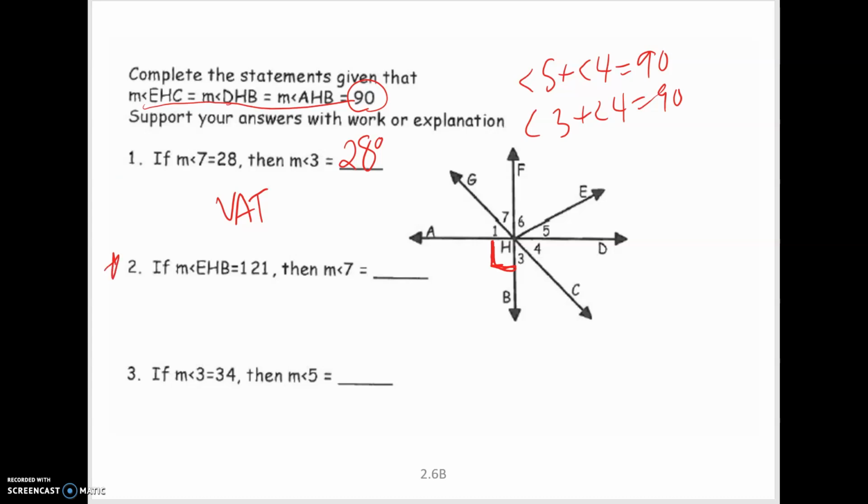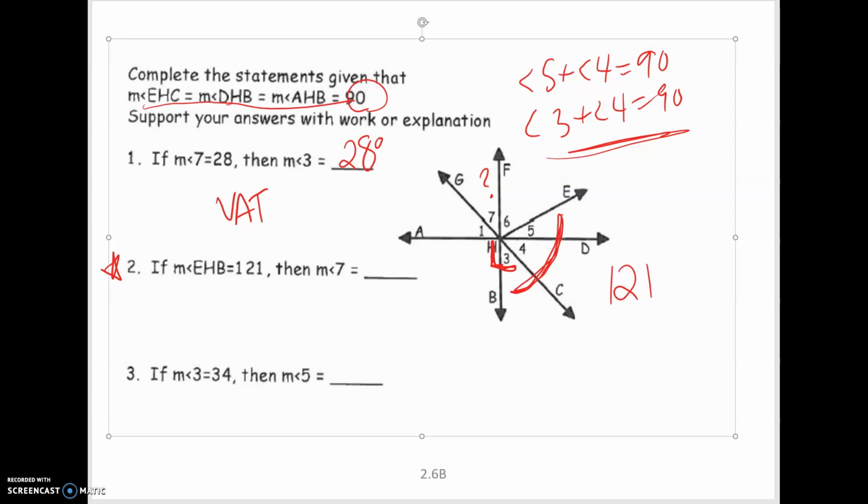I'm going to solve for angle 7 in my next problem. So now I'm focused on number 2 that says if EHB, this huge angle here, is 121, then the measure of angle 7 is what? So I'm trying to figure out what this is. Remember that we have some information up here. I know that 3 and 4 are both part of this problem. And I also know that 5 and 4 are both part of this problem, if I'm looking at that entire angle as a whole.